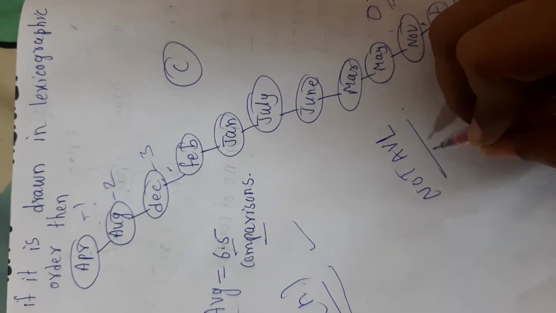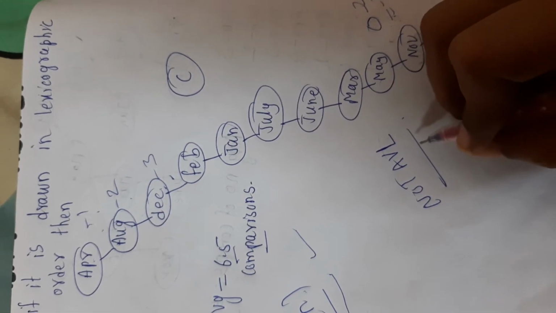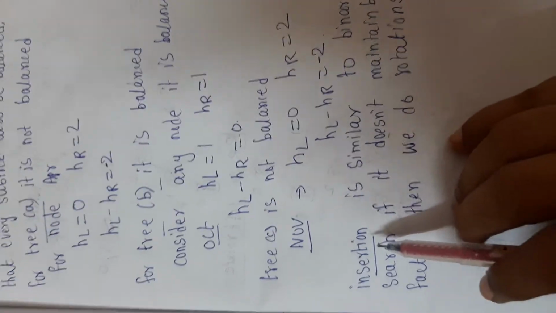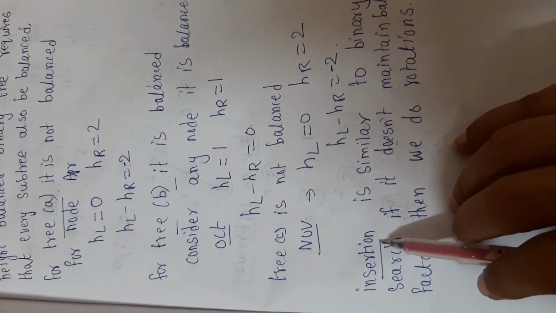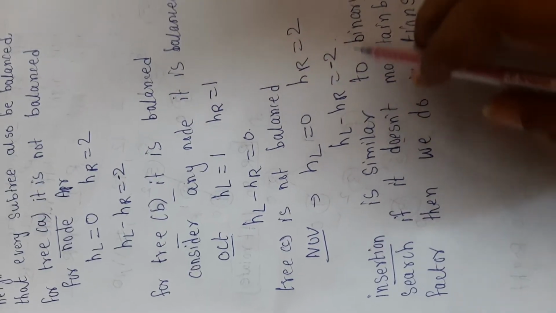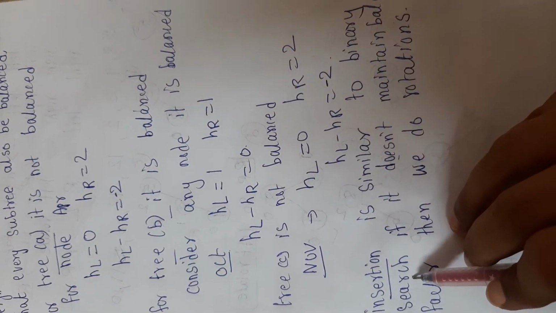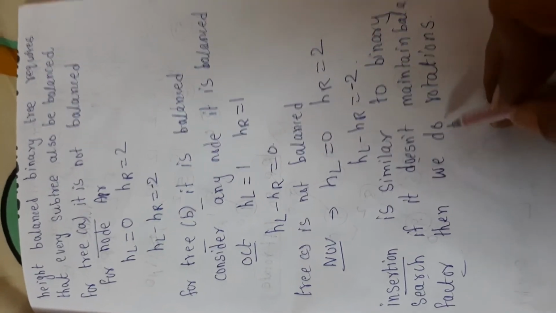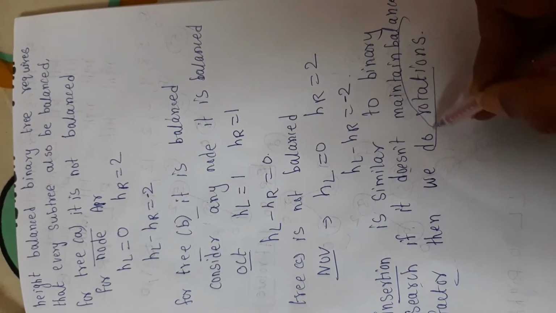So now we will see how to make the tree an AVL tree. Now let us see the first operation, insertion. So how do we have to insert now? Insert an element into an AVL tree. Insertion is similar to binary search tree. Here if it does not maintain the balance factor, then we do rotations.